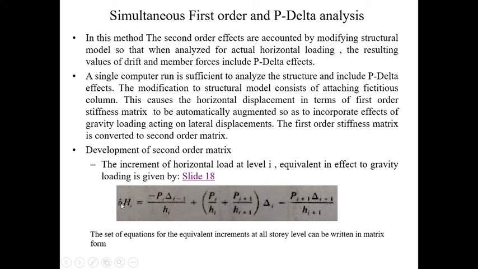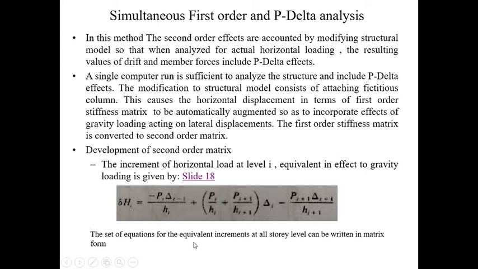The equation is delta Hi is equal to minus Pi delta of I minus 1 upon Hi plus, the whole bracket of Pi upon Hi plus P of I plus 1 upon H of I plus 1, into delta I minus P of I plus 1 delta I plus 1 divided by H of I plus 1. This equation you will be getting as the increment of the horizontal load, right?